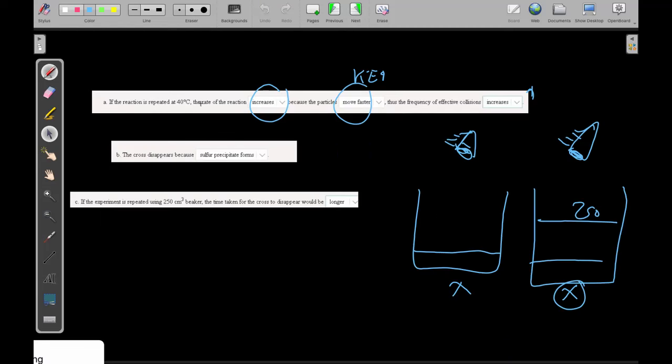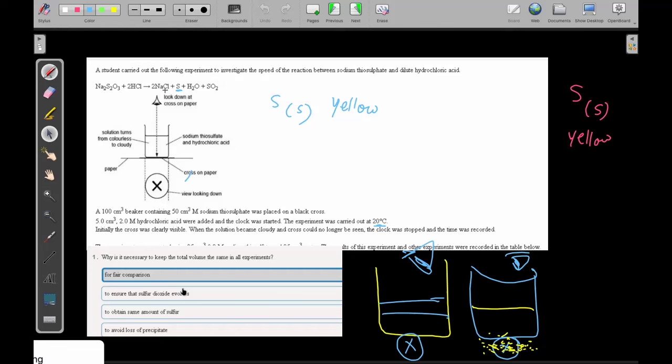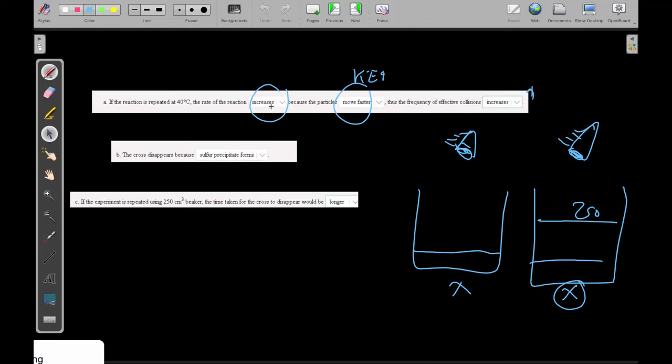If the reaction is repeated at 40 degrees, instead of 20 degrees at the beginning, it means that you have increased the temperature, which means that the rate of the reaction will increase. So the rate of reaction increases because the particles move faster. You know that the kinetic energy increases and the frequency of the collisions will increase also. This is the effect of increasing temperature on the rate of the reaction.